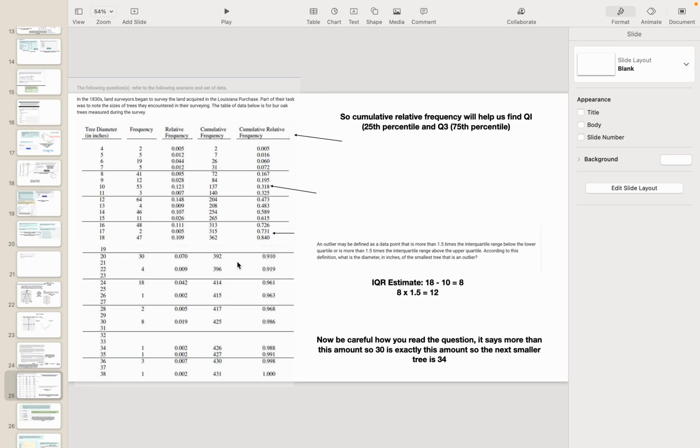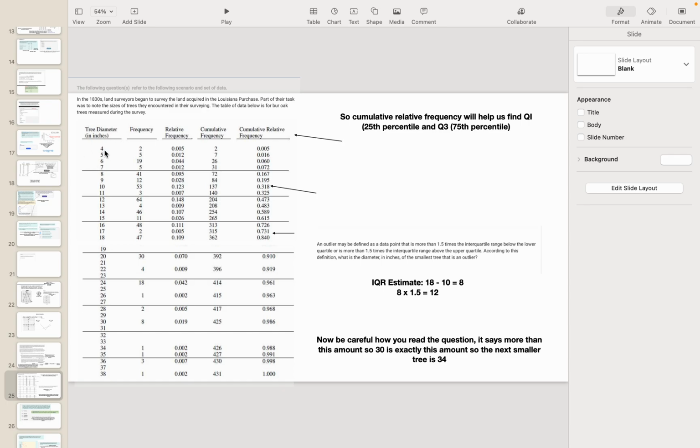Cumulative review, question 6, as long as the questions aren't scrambled. So this is showing us all these trees in the Louisiana Purchase, and these are oak trees. So we kind of want to just take a second to make sure we understand what this is showing.